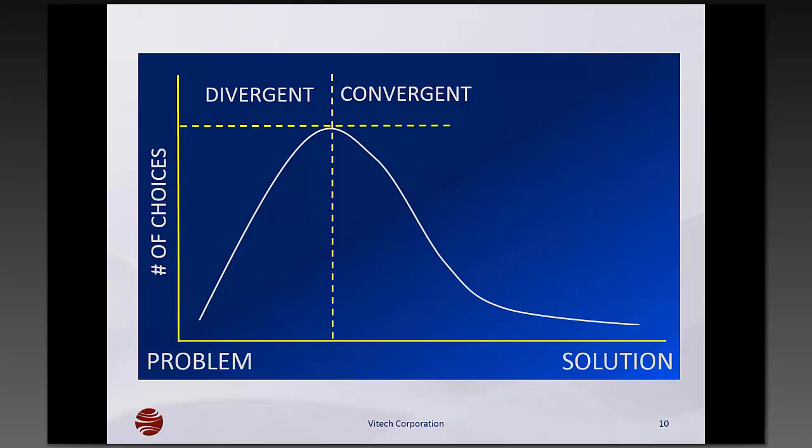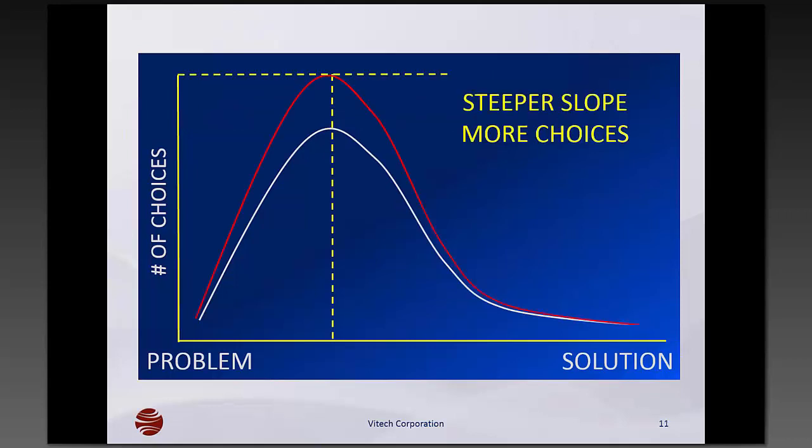So how do we raise that peak? How do we improve the quality of our ultimate solution by raising that peak? Well, of course, there's two ways that would be obvious. And my mom was a math teacher and taught geometry and calculus, so she would be disappointed if I didn't point these two out. One is that we can make a steeper slope. We can add choices more rapidly during the time period that we have allocated to divergent thinking.